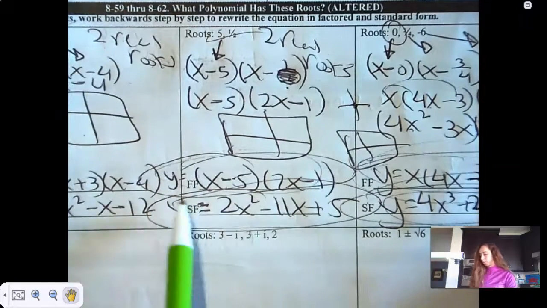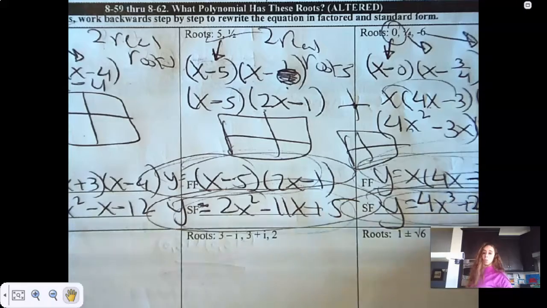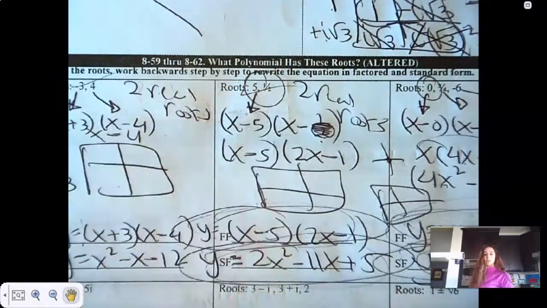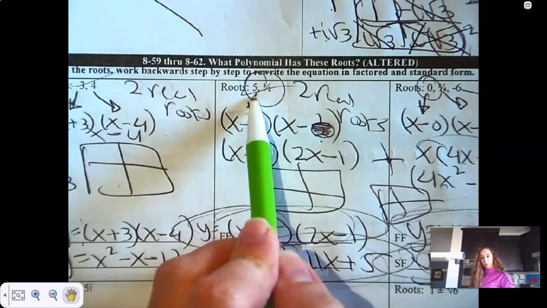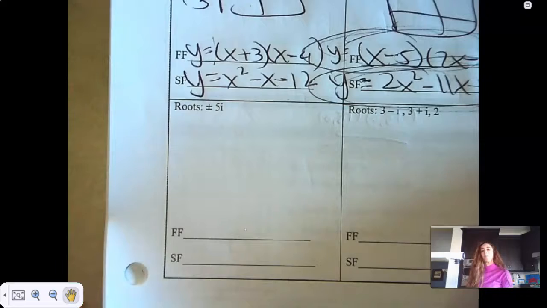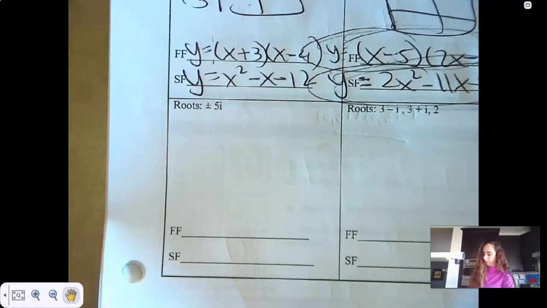Graph this, put it in Desmos, graph this, put it in Desmos. They should be right on top of each other. And when I graph it, I should be able to touch the x-axis, and it should cross at 5 1/2. Okay? All right. So my roots are positive 5i and negative 5i.